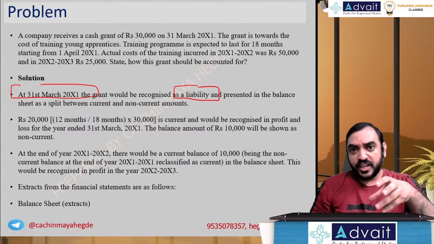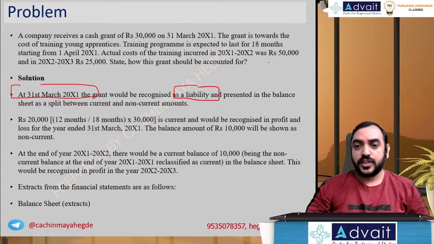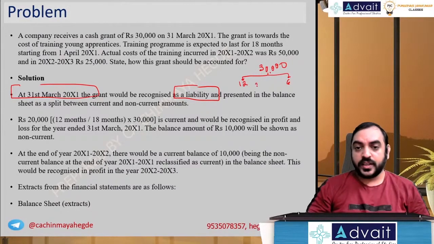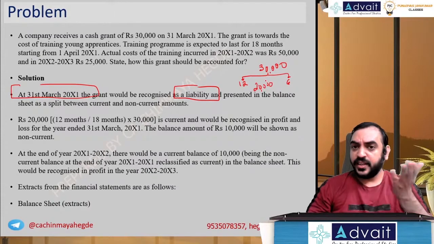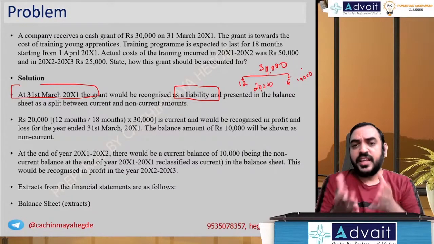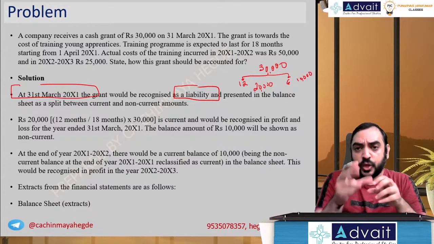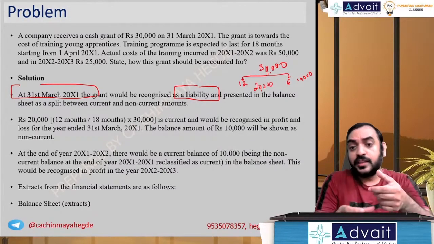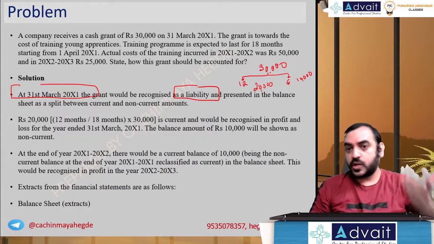So the next coming year 12 months, next 6 months. So you divide 30,000 in the ratio of 12 is to 6, that is 2 is to 1. You get 20,000 (12 by 18) and 10,000 (6 by 18). So basically on 31st of March 2001, 20,000 is relevant for the immediate next 12 months, and 10,000 is relevant for the next 6 months, total 18 months.